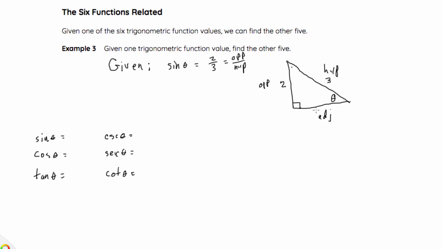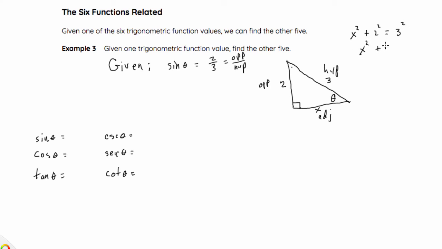Let's just call this x for now. And we're going to find the other side by using the Pythagorean theorem. I'm going to do that up here. So we have that one side of a triangle squared plus the other side of a triangle squared is equal to the hypotenuse squared. And then you just solve for x.